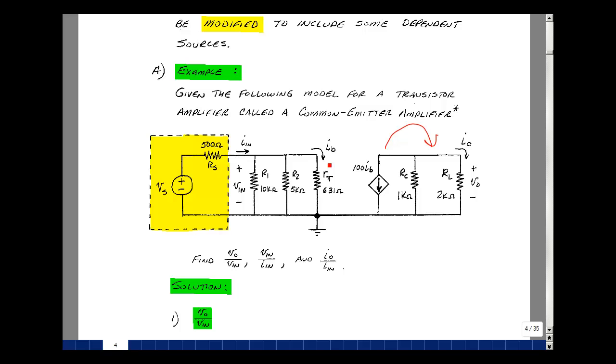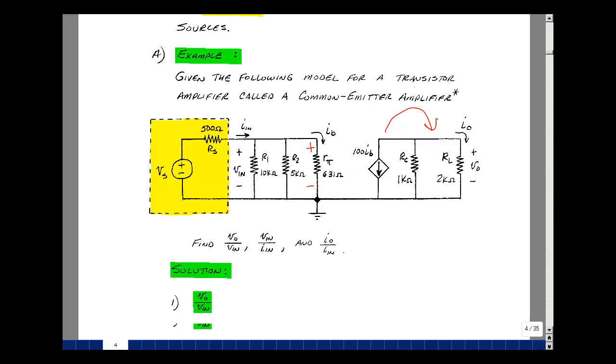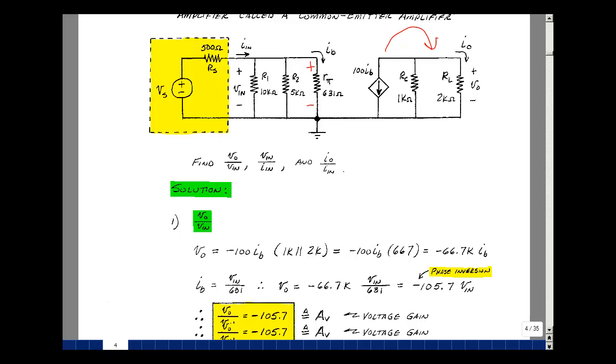What is I sub B in terms of my input voltage? Well, just Ohm's law here. I've got the voltage across our pi here, the same as the voltage back here, and so the current I sub B is just Vn divided by R pi, which is 631 ohms. So if I substitute that back into my last equation, I can solve for the output over the input. And all this is right down below here.